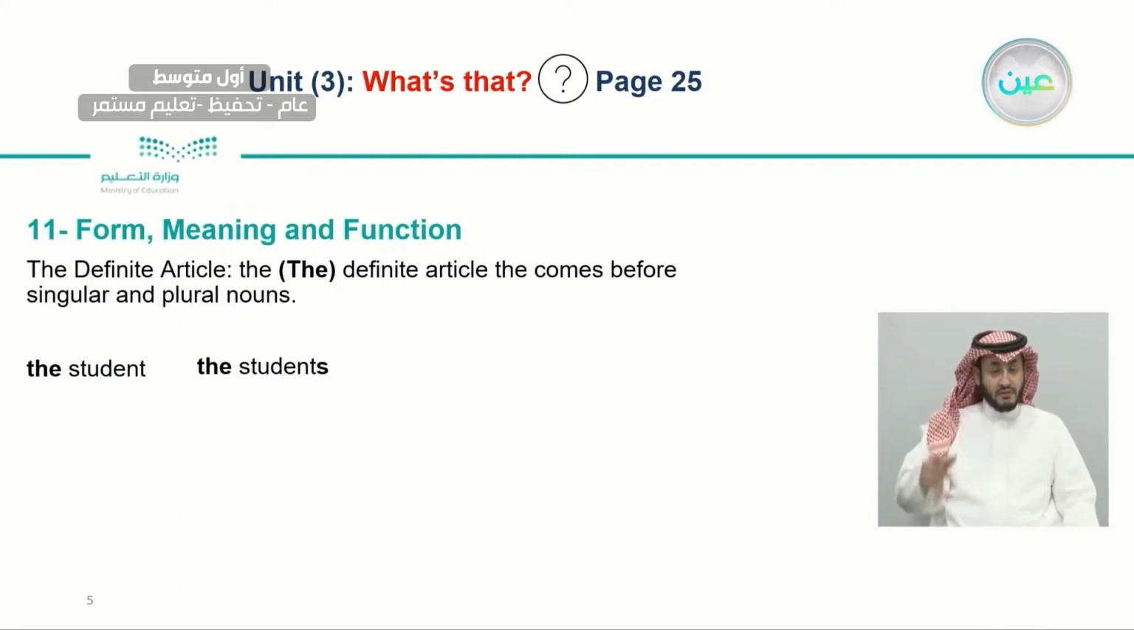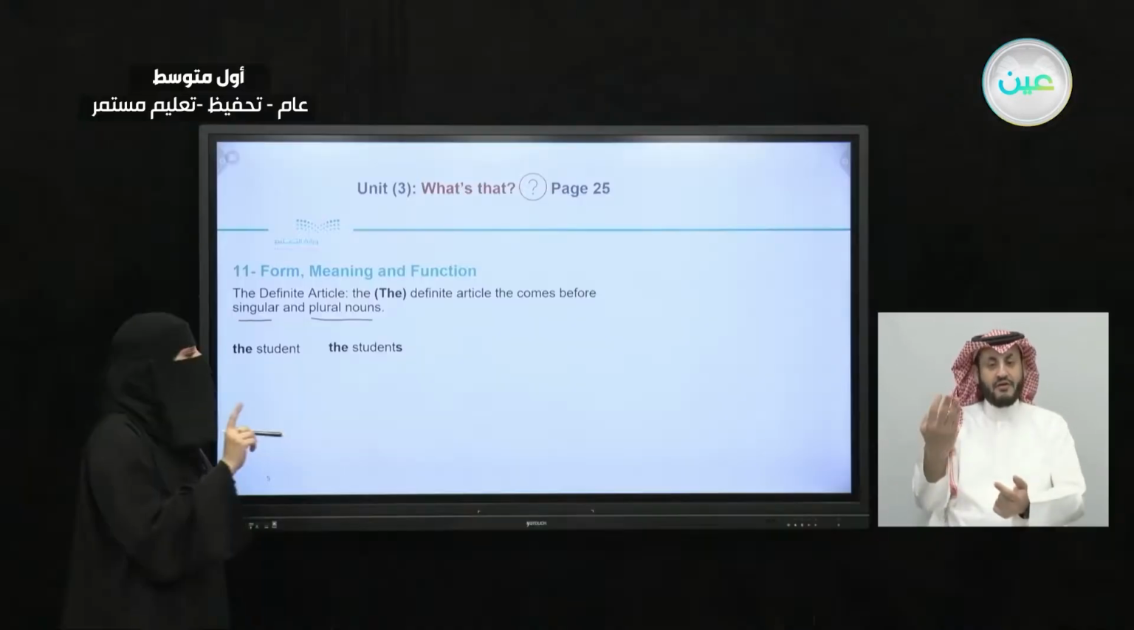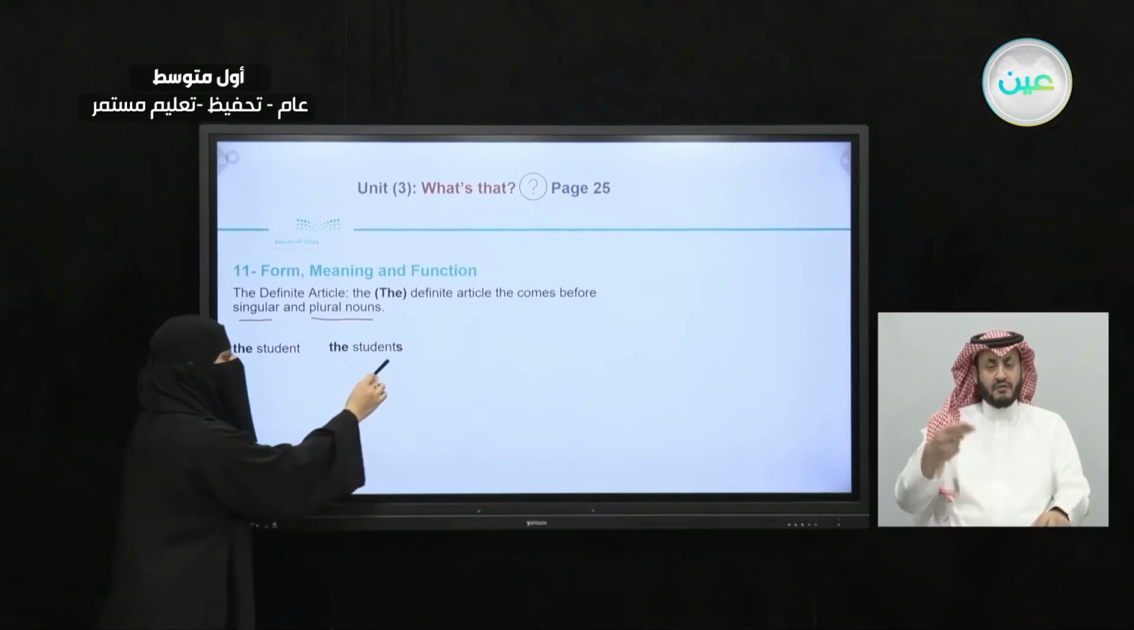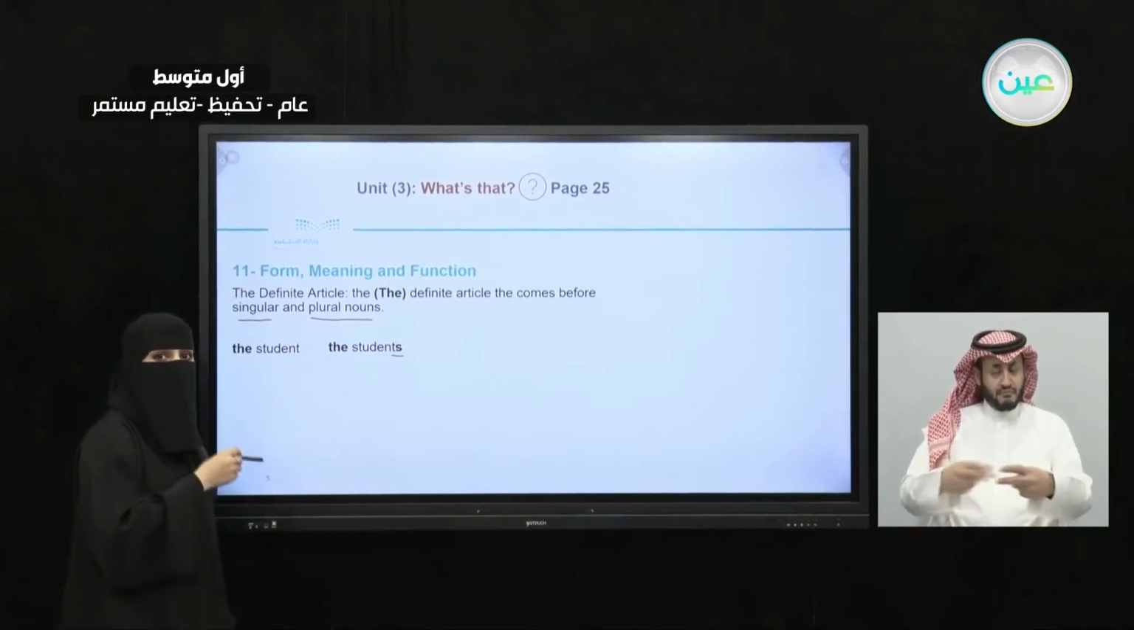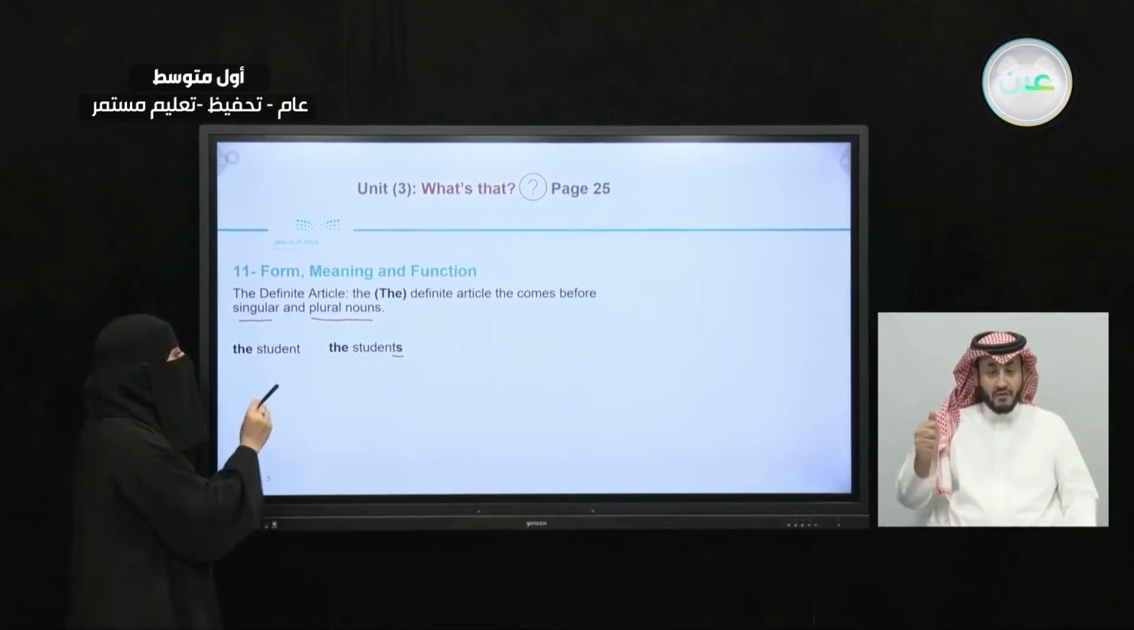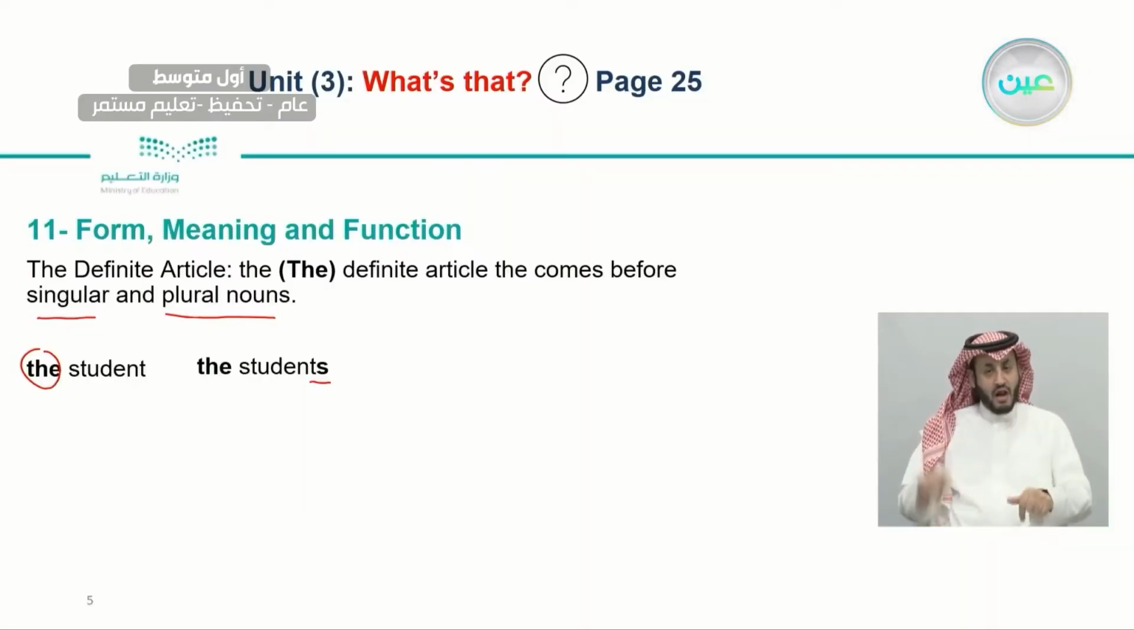The definite article the comes before singular and plural nouns. What does that mean? Look at this sentence or this word, the student. The student, it's only one. How about the second one? The students. What happened here? It's plural. Yet we're able to use the same definite article the with the singular and even with plural.